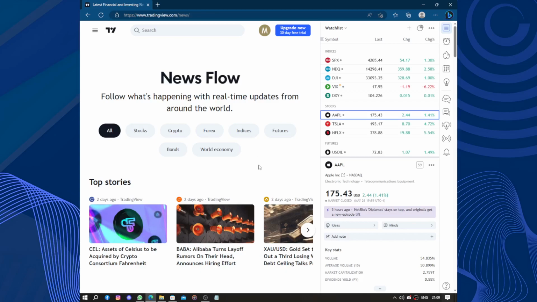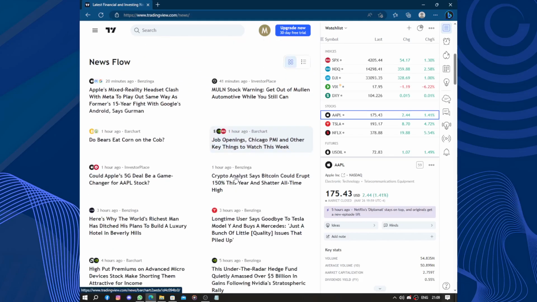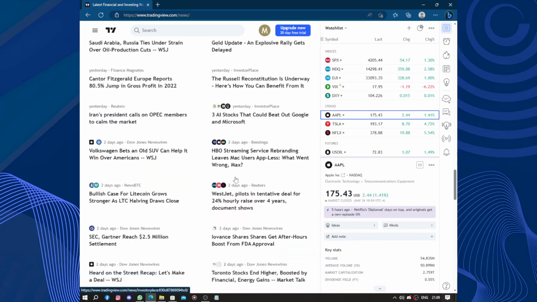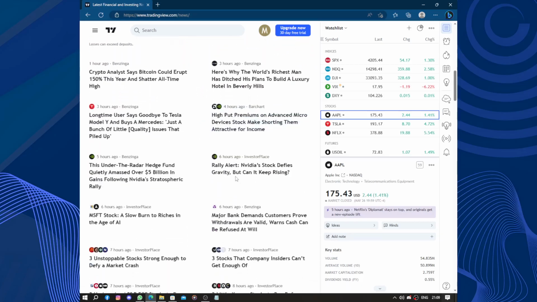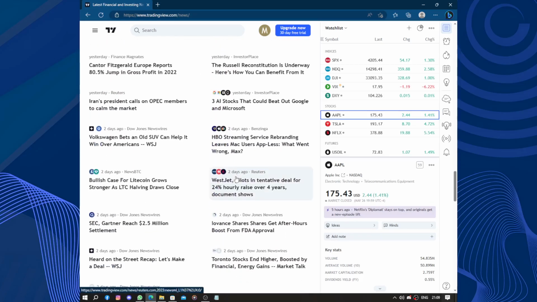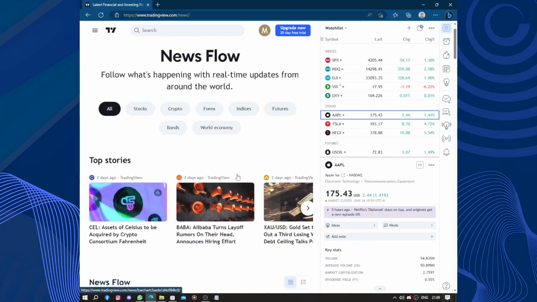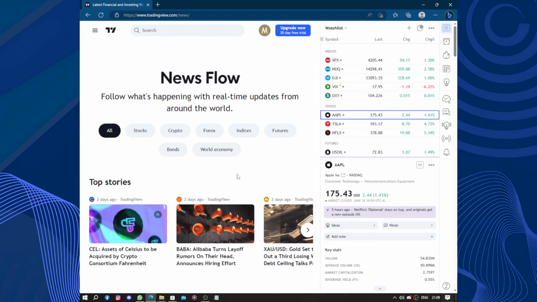So in summary, TradingView is a highly recommended platform for traders and investors looking for powerful charting tools, extensive technical analysis capabilities, and a vibrant community. With its user-friendly interface, comprehensive market coverage, and collaborative features, TradingView has become an indispensable tool for the trading world.